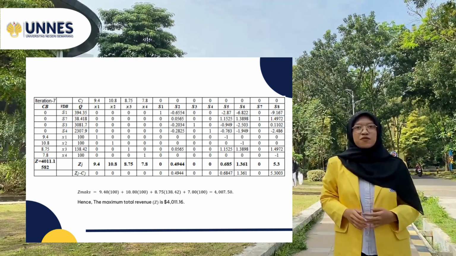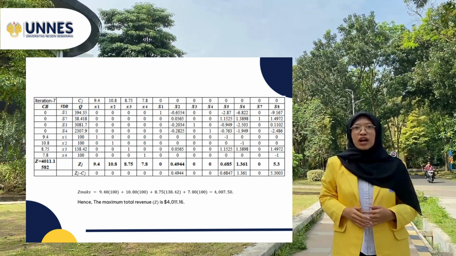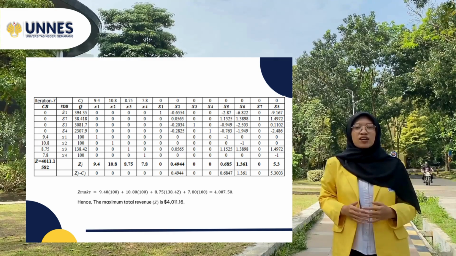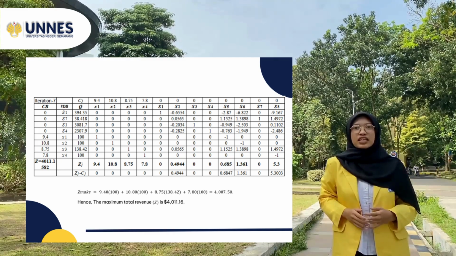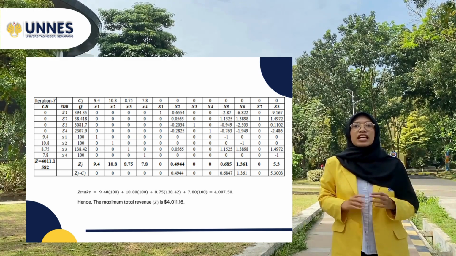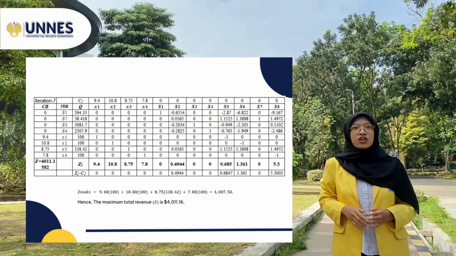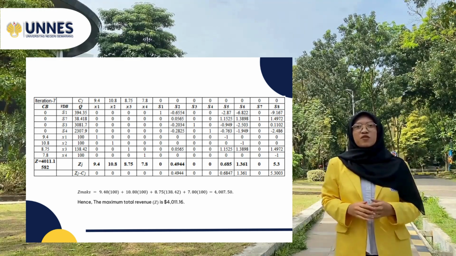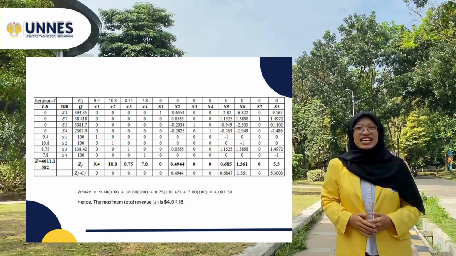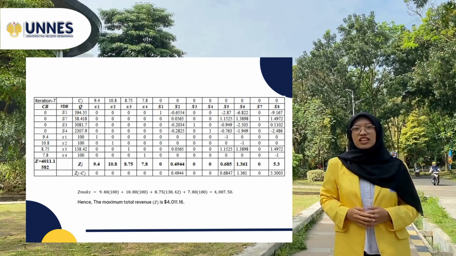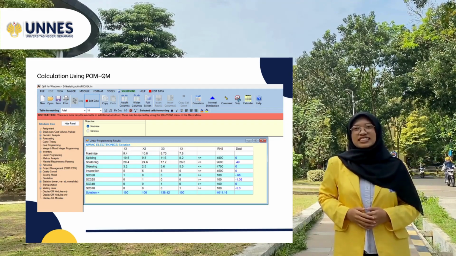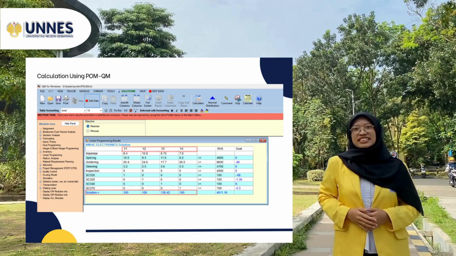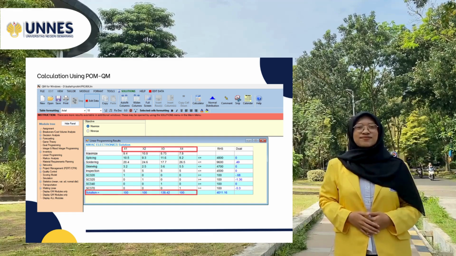From the basis of the 7th iteration, we obtain X1, X2, X4 equal to 100 and X3 equal to 138.42. Substitute X1, X2, X3, and X4 into the objective function. Hence, the maximum total revenue is $4,011.16.